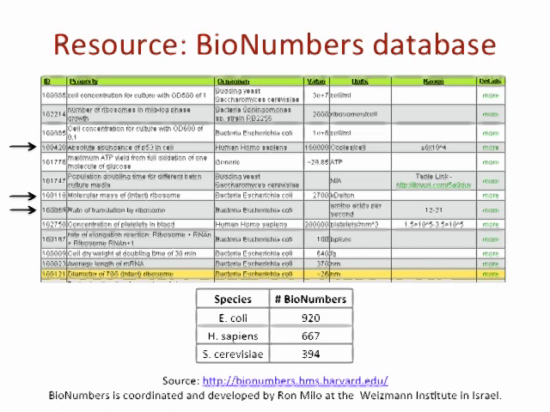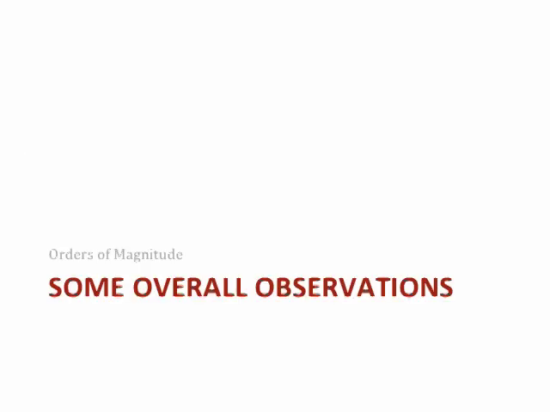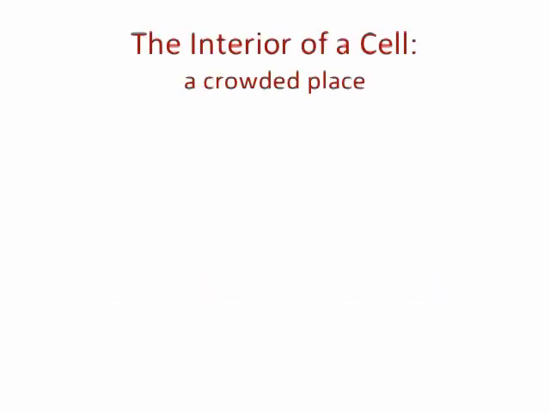So I want to continue now to look at real cells and make some observations. So first, the interior of a cell is very crowded. The dry weight of a cell is about 30% of the wet weight, so 70% of cells is water and 30% is biomass, and so it's extraordinarily packed.